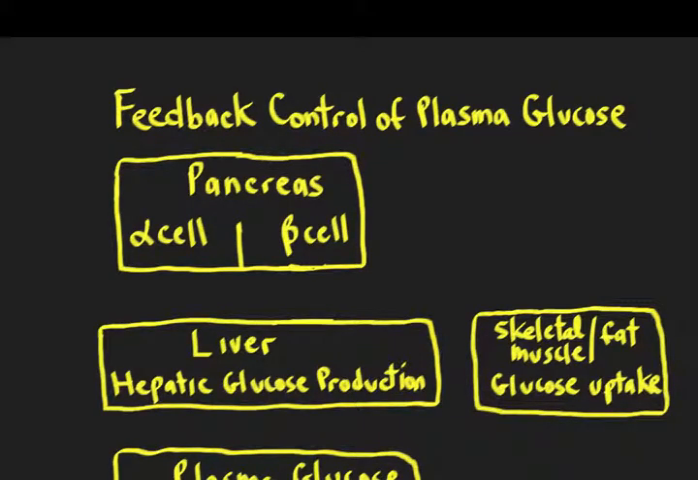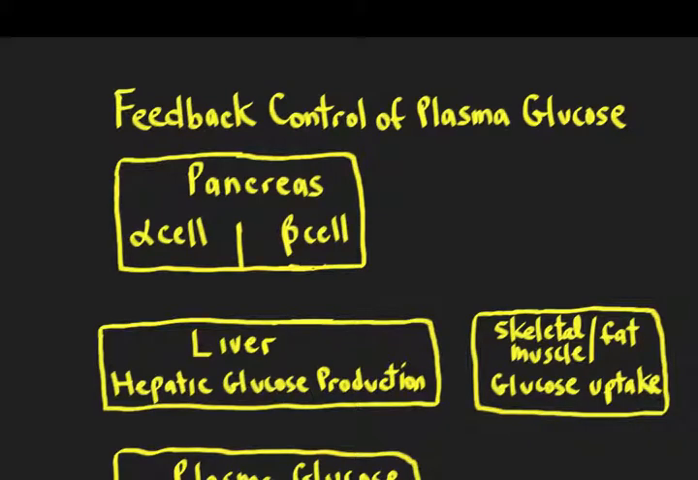After watching this video, you should be able to describe the feedback control of plasma glucose, list the important organs involved, that would be the endocrine pancreas, the liver, skeletal muscle and fat, and the hormones insulin and glucagon. Once you put it all together, you should then be able to apply it to situations like fasting, the well-fed state, even type 1 or type 2 diabetes mellitus.